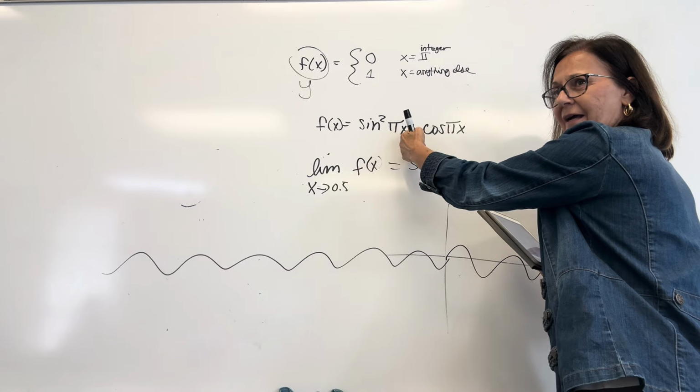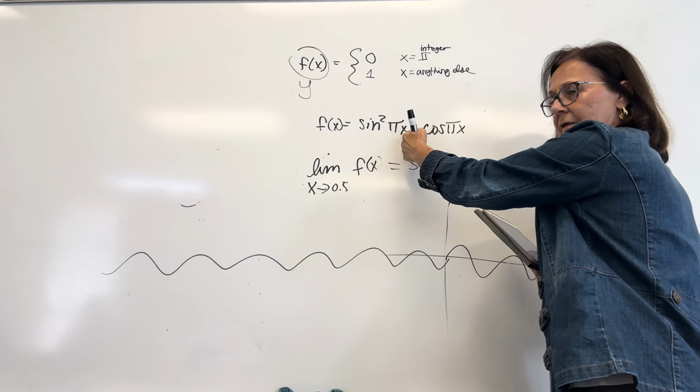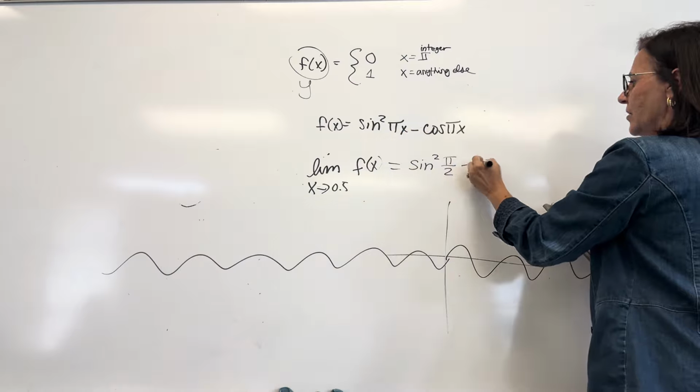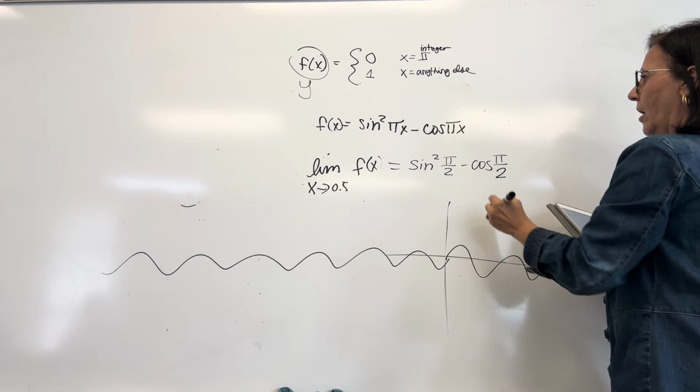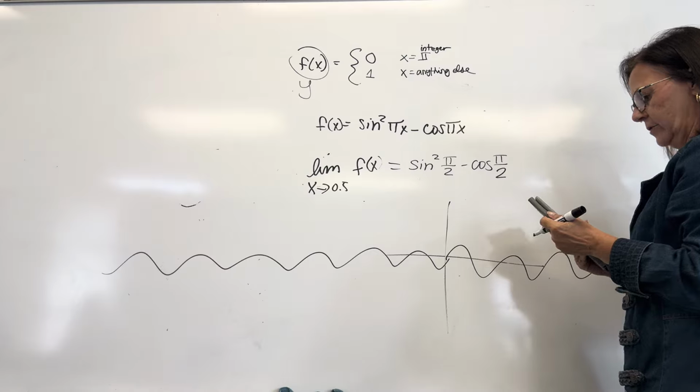That's substituting a half in for x. Minus the cosine of pi over 2. I don't think that one was squared. No, it wasn't squared.